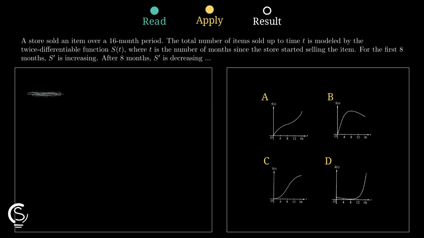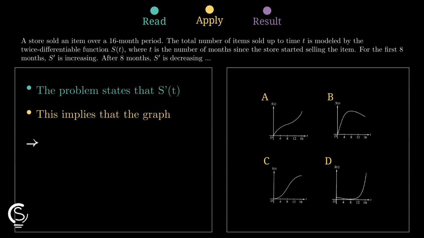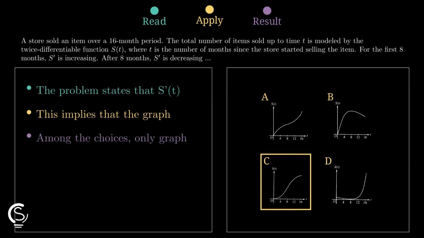After 8 months, the derivative starts decreasing. That tells us the slope is now getting flatter, which means the graph of the function must switch to being concave down for that period. We need a curve changing from concave up to concave down at 8 months. Only graph C clearly shows this specific inflection point.